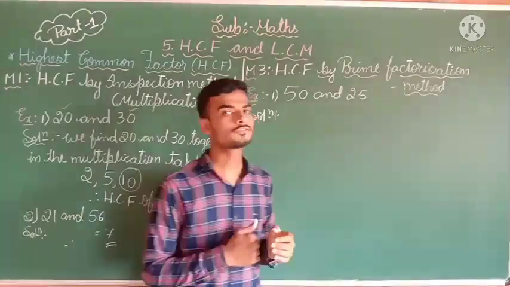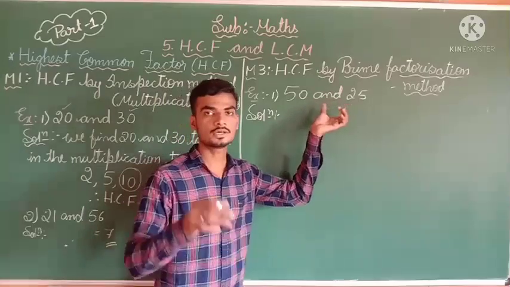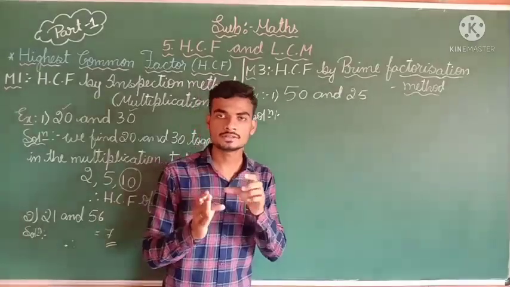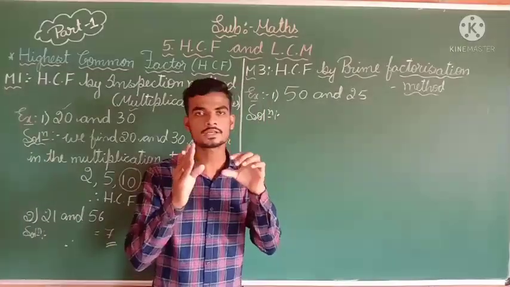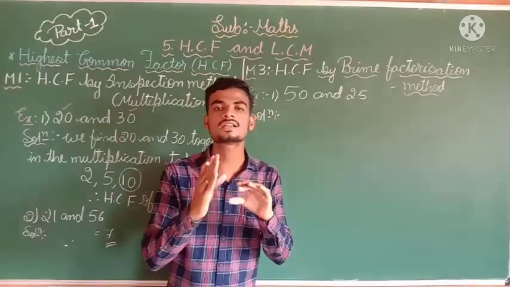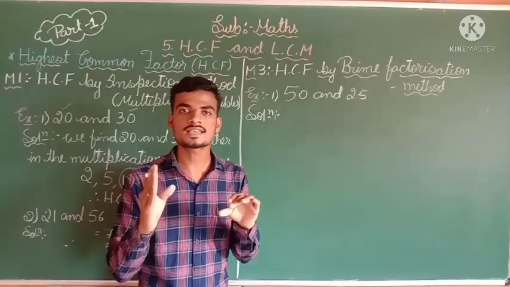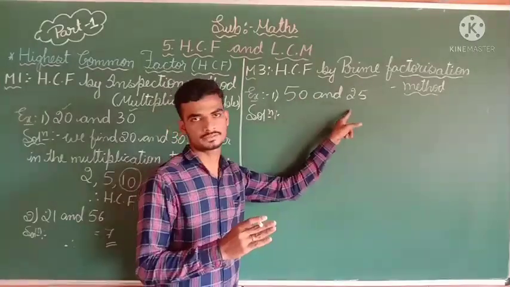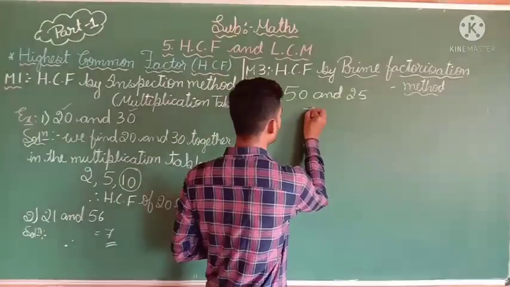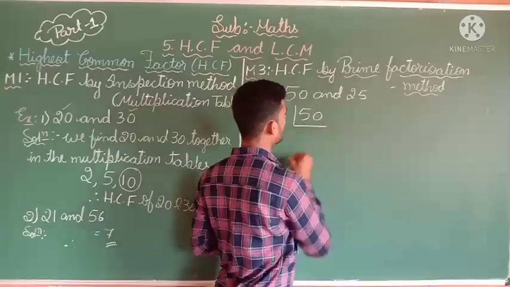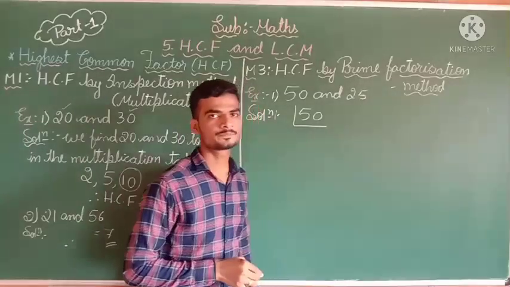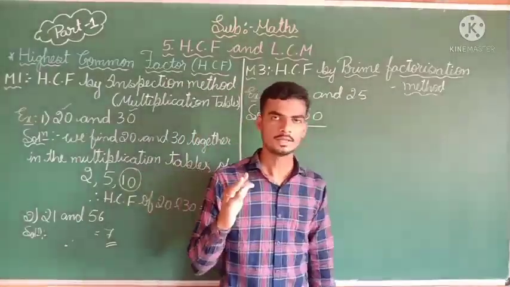Here we are finding the factors, and we find the common factors among them. After finding the common factors, we want to find the product of all the common factors, and that product is the HCF of the given numbers. Okay, this you have to remember. Now first we will take 50. Then, in which table will this come? This will come in the 2 table.